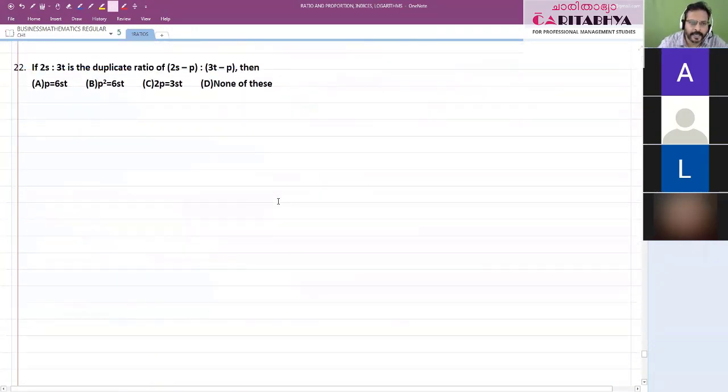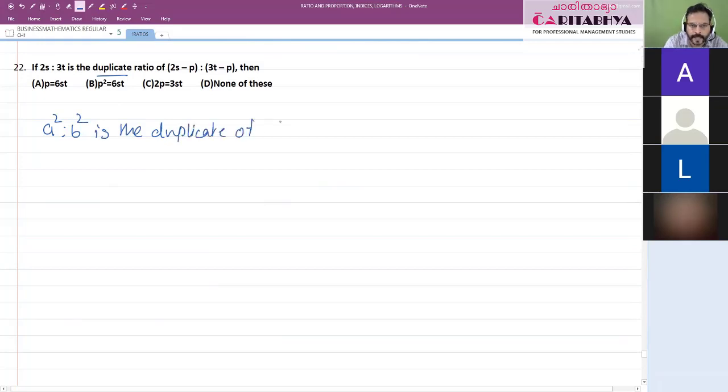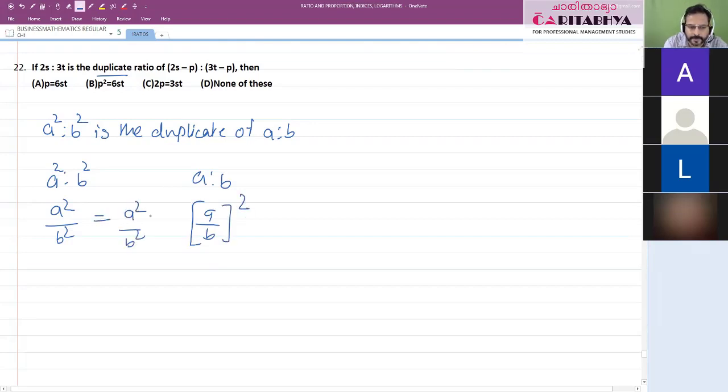2s is to 3t is the duplicate ratio of 2s minus p is to 3t minus p. Okay, so you would have the subduplicate of the duplicate. Now a square is to b square is the duplicate of a is to b. So in equity the first ratio is a square is to b square, and the second ratio is a is to b. Either a square by b square or a by b.